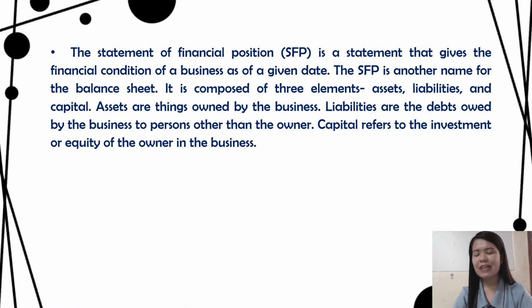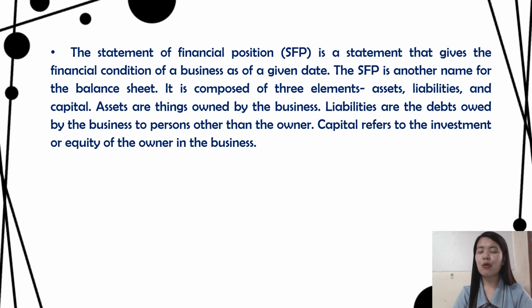Let us recall the definition of SFP. We have discussed that SFP is a statement that gives the financial condition of a business as of a given date. So the SFP is another name for the balance sheet. It is composed of three elements: the assets, liabilities, and the capital or the equity.